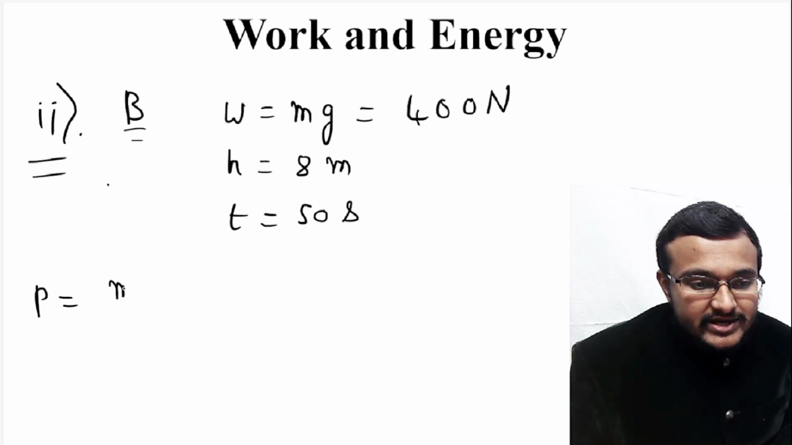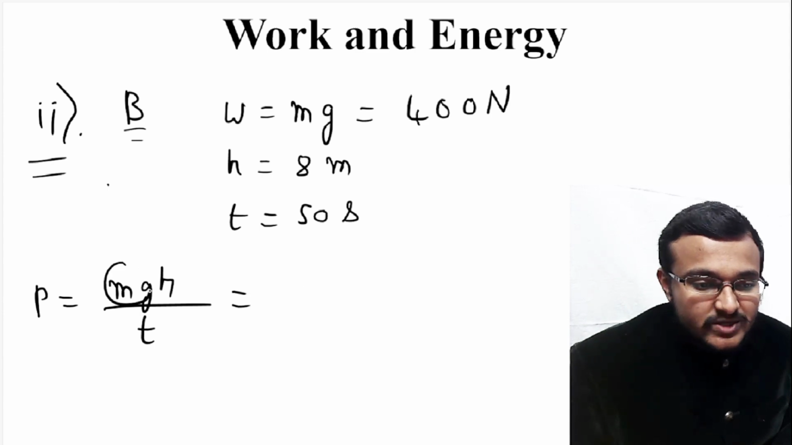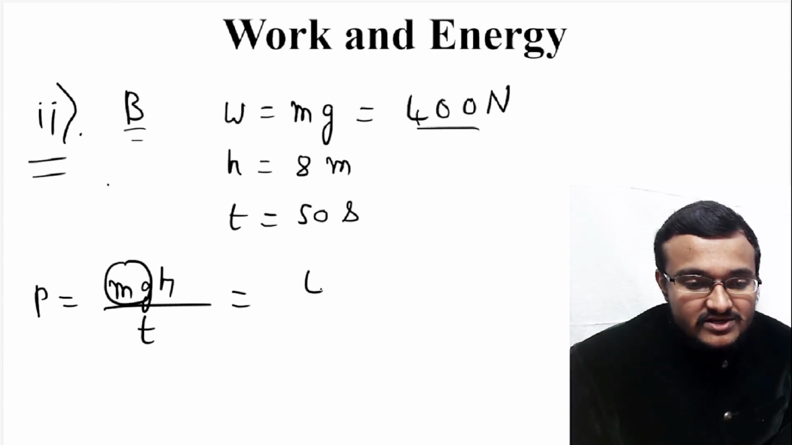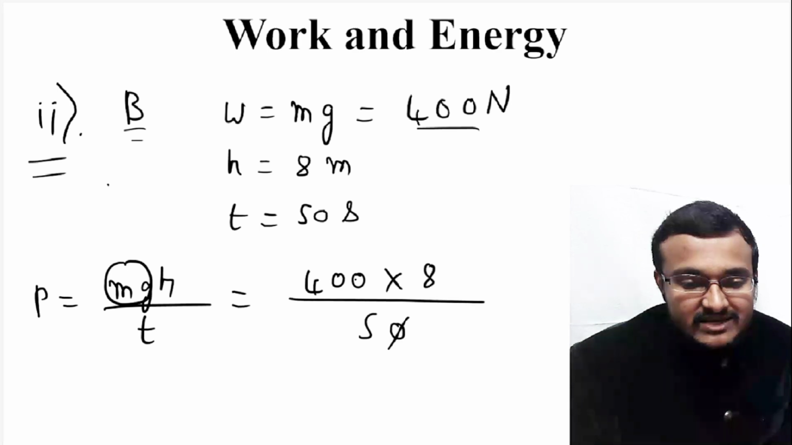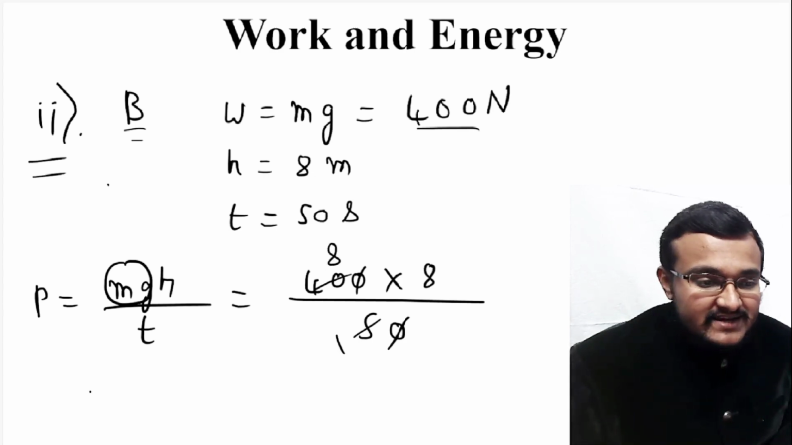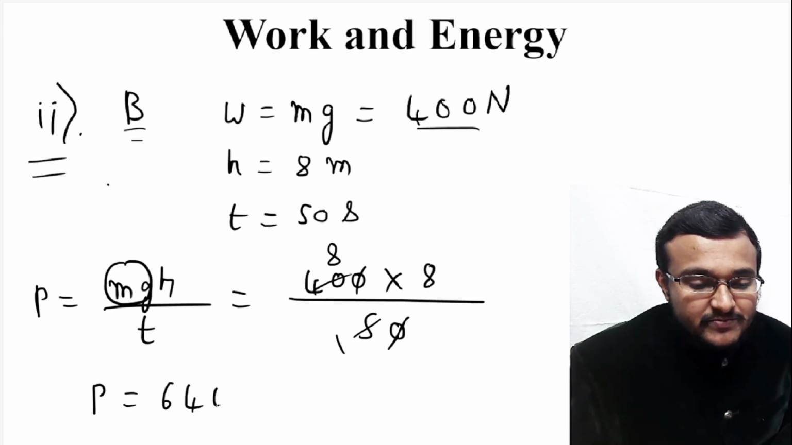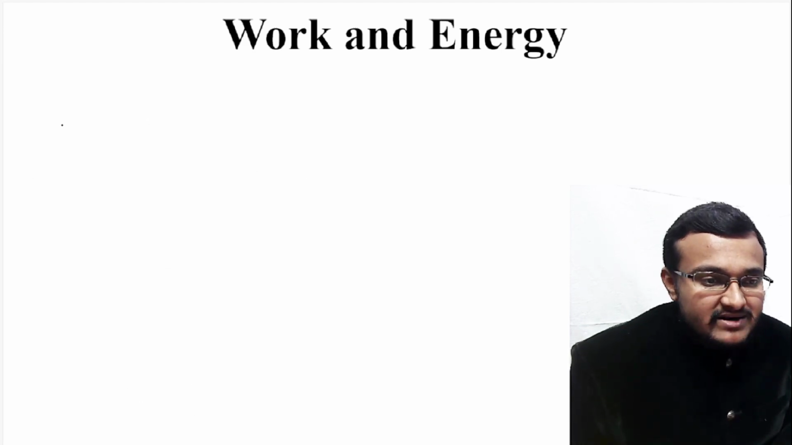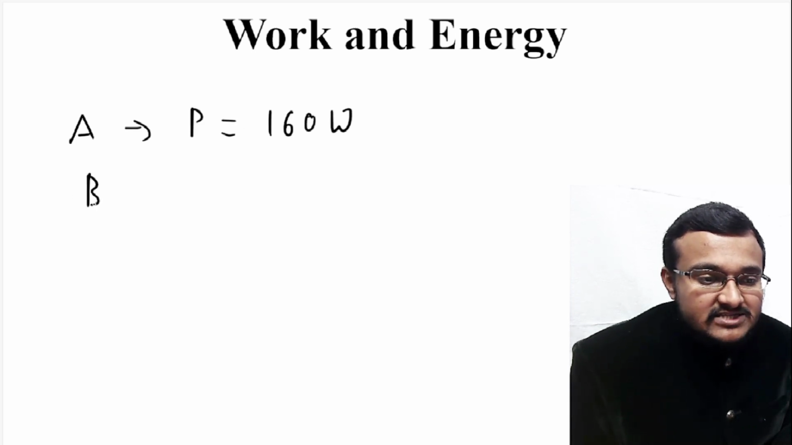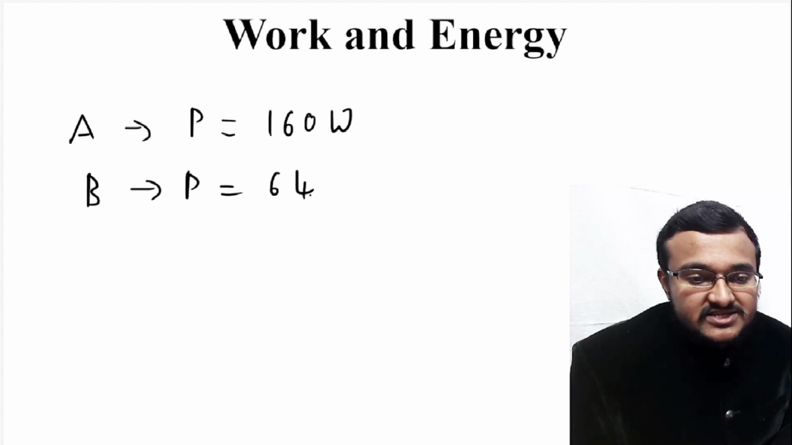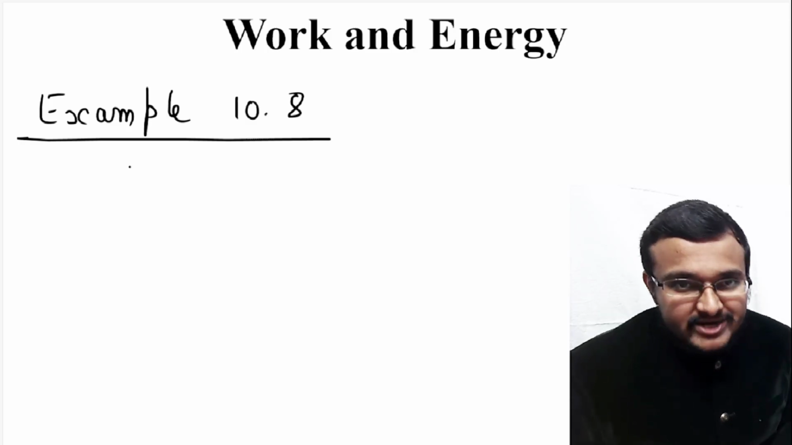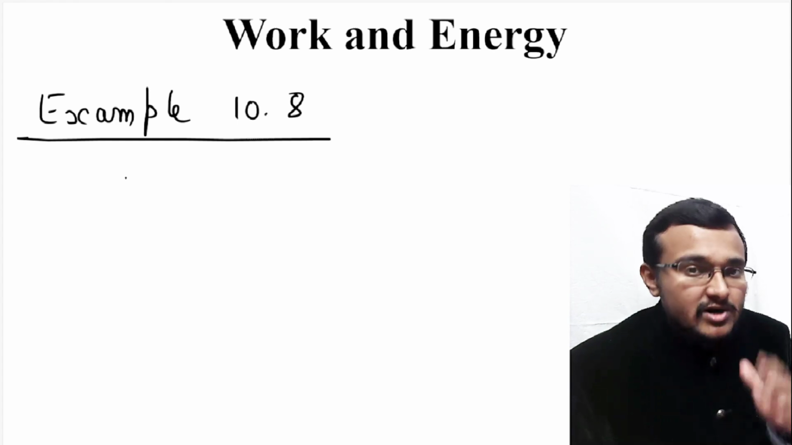Now power is equal to mgh divided by t. Together mg is weight, that is 400 Newton. So you can substitute 400 into height 8 meter divided by time 50 seconds. Here the zeros cancel, 5 ones are 5, 8 into 8 is 64. So P is 64 watt. That means power expended by girl A is 160 watt, and power expended by girl B is 64 watt.